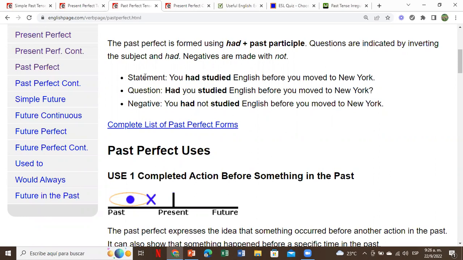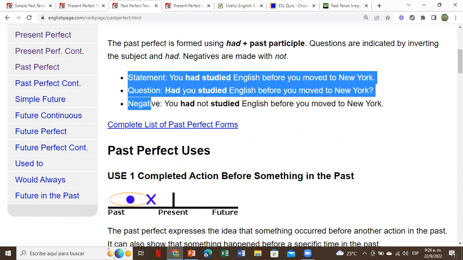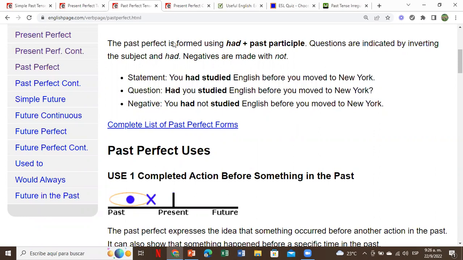Okay, so statement number one. Thank you. Statement number one, let's see, Michelle. Would you like to help me to read a statement, question, and negative? Please, my dearest, go ahead. You had studied English before you moved to New York. Have you studied English before you moved to New York? And you had not studied English before you moved to New York? All right, thank you so much, my dearest.